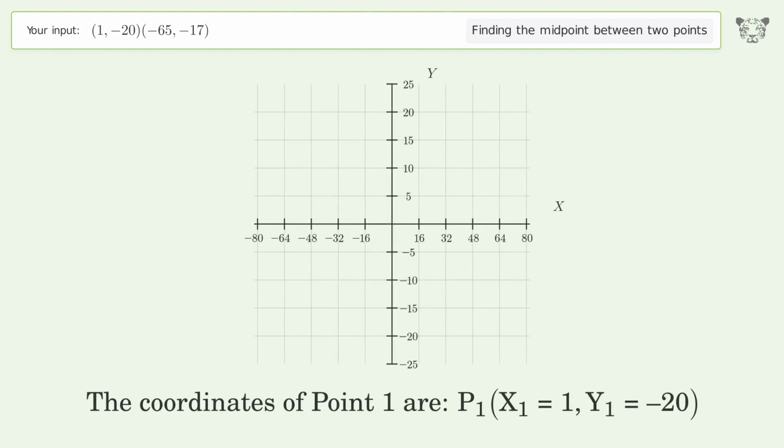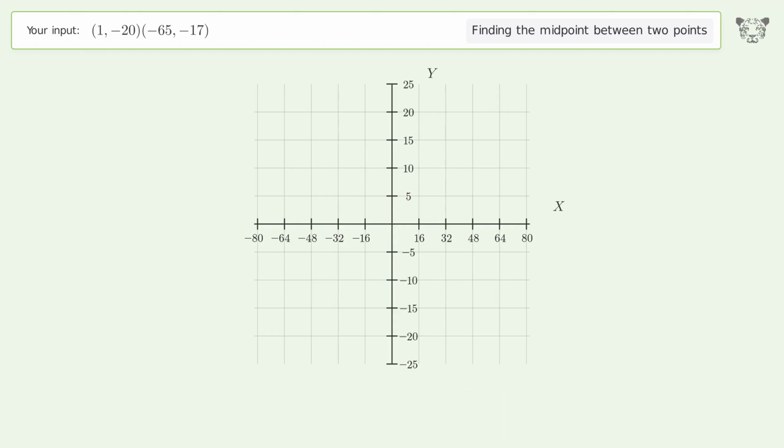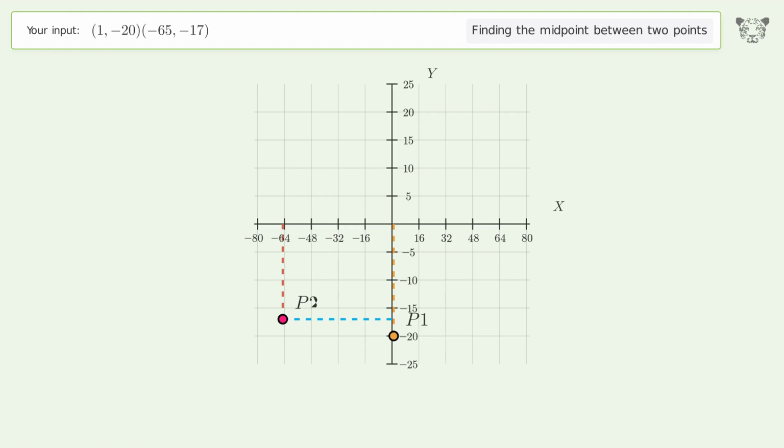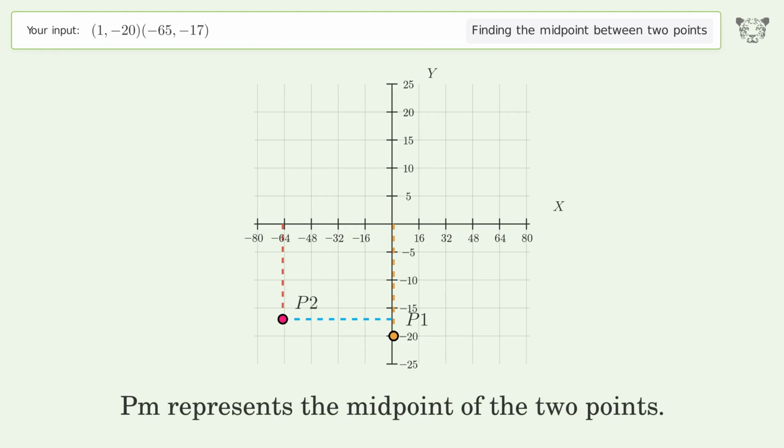The coordinates of point 1 are x1 equals 1, y1 equals -20. The coordinates of point 2 are x2 equals -65, y2 equals -17. PM represents the midpoint of the 2 points.